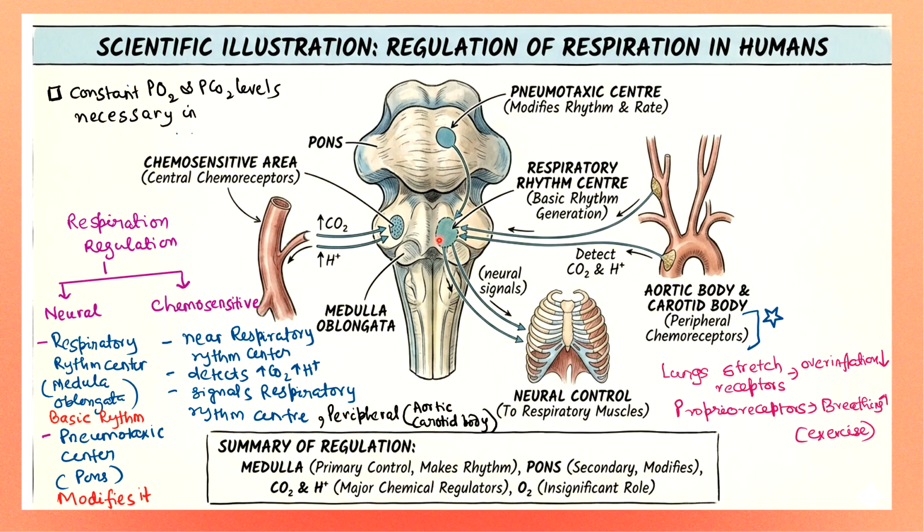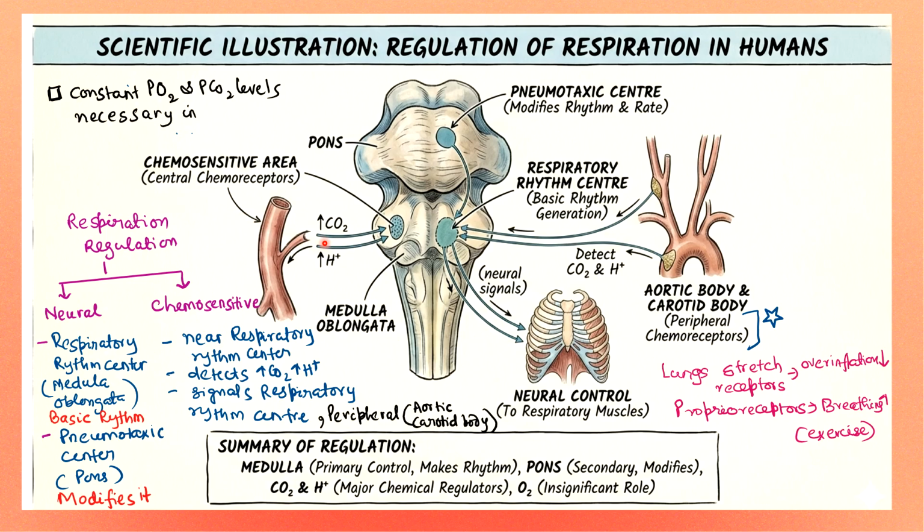The respiratory rhythm center is present in the medulla oblongata, and it is responsible for the basic rhythm generation. The pneumotaxic center is present in the pons, and it is responsible for modifying the rhythm as well as the rate. Now, coming to the chemosensitive area, it is present near the respiratory rhythm center in the medulla oblongata, and it is the central chemoreceptor.